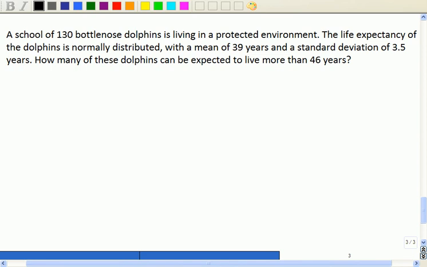Okay, so let's walk through it together. You have 130 bottlenose dolphins, and it says they live about 39 years on average. The standard deviation is 3.5 years. So how many of them do you expect to live past 46 years? Okay. So first of all, we have to figure out how many standard deviations 46 is from 39.